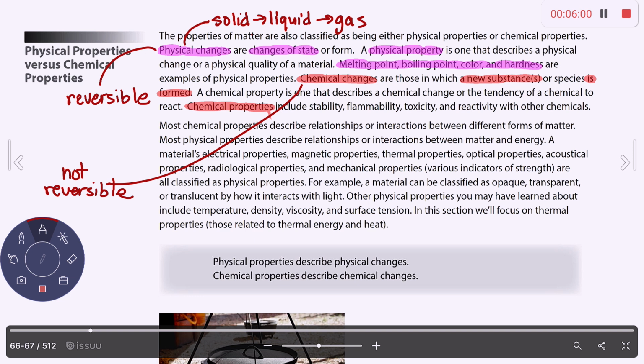So chemical properties would be things like, is something flammable? Is something reactive with other chemicals? Is that substance going to rust? Is it going to ignite? Etc. Okay?